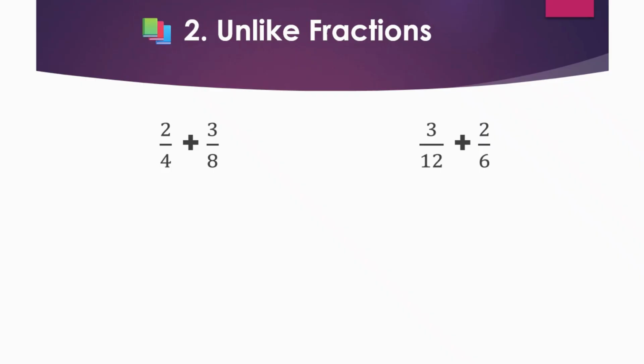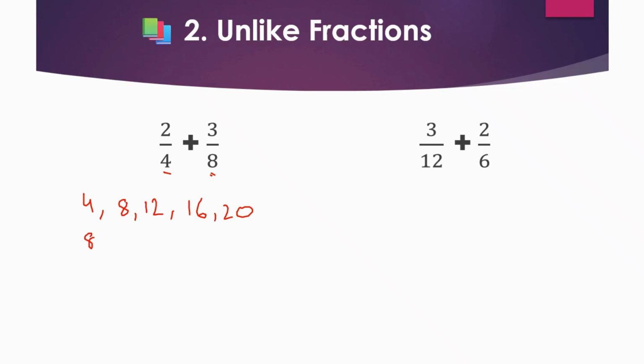Next we will learn how to add unlike fractions. Unlike fractions are the ones which have different denominators. So to add them, firstly we need to find the least common multiple. So let's write down the multiples of both denominators. The multiples of 4 are 4, 8, 12, 16 and 20.